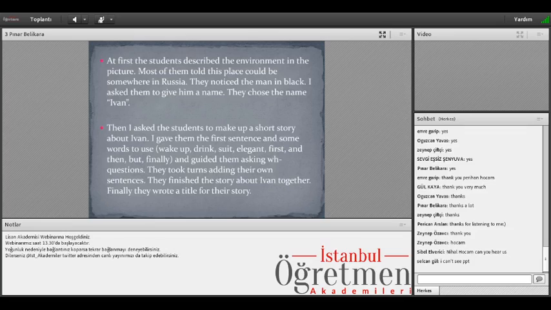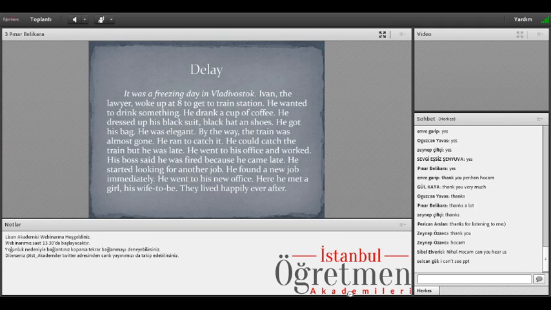And they took turns, and each told one sentence, and then we did it all together, in fact, and finished the story together. And this was the story. The first sentence was given by me. It was a freezing day in Vladivostok. So Ivan, the lawyer, woke up at 8 to get to the train station. He wanted to drink something, a cup of coffee. There are some spelling problems, so I'm sorry for that.